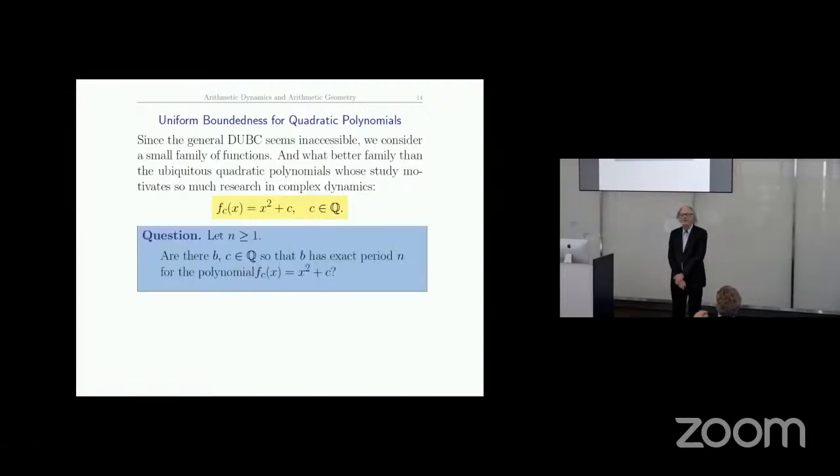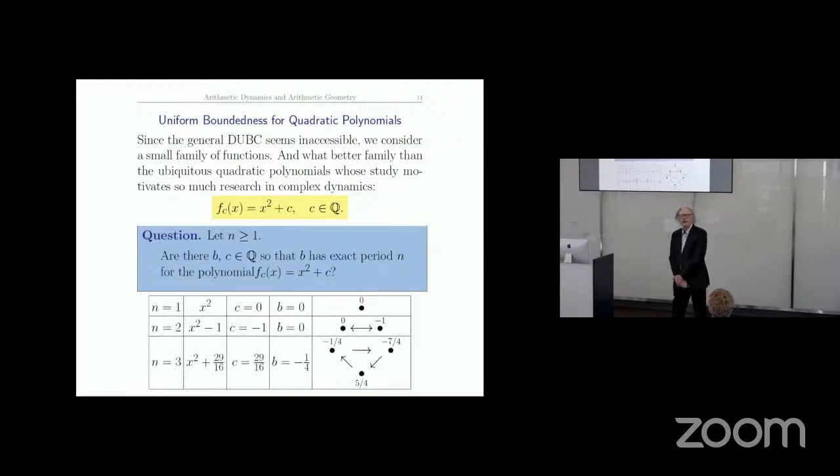And the question becomes, if I give you an n, can you find a rational number c and a rational starting point b, so that if I start with b and I iterate x squared plus c on it and get this orbit, do you get a cycle of size n? And for small n's, it's pretty easy to see you can do this. Here are the first few. So if you want a fixed point, look at x squared, and 0 is fixed.